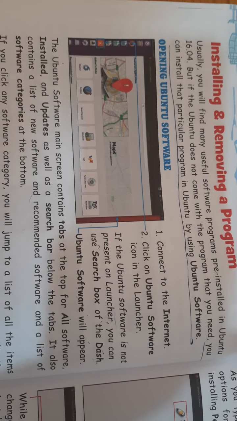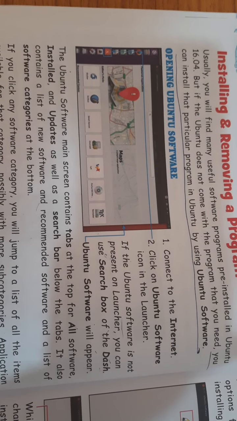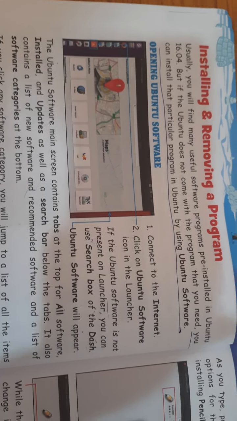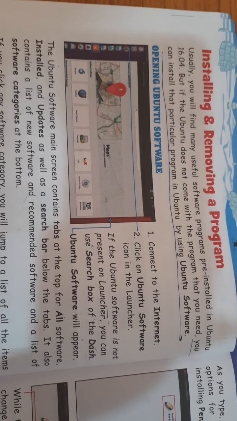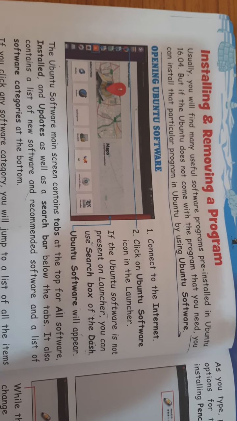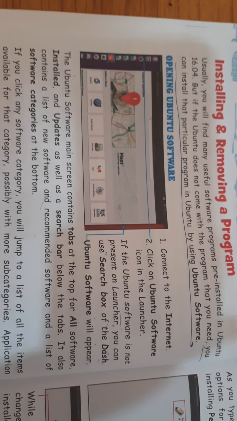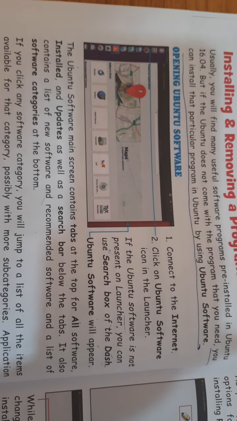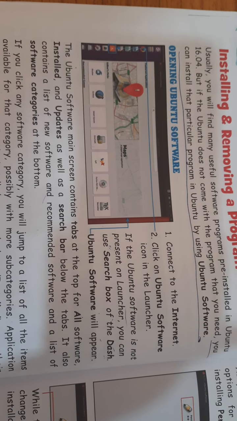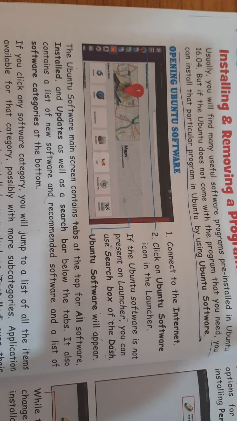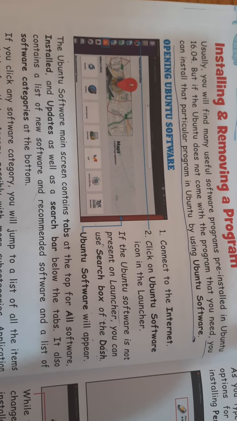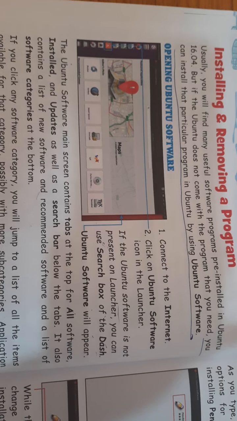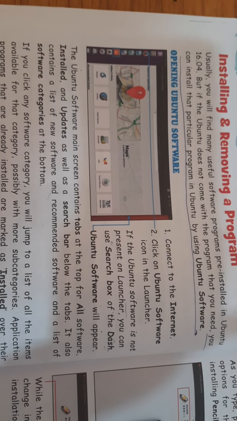Usually, you will find many useful software programs pre-installed in Ubuntu 16.04. Pre-installed means which are already installed in your system. But if Ubuntu does not come with the program that you need, you can install that particular program in Ubuntu by using Ubuntu Software. With the help of Ubuntu Software, you can install the programs which are not available in your system.